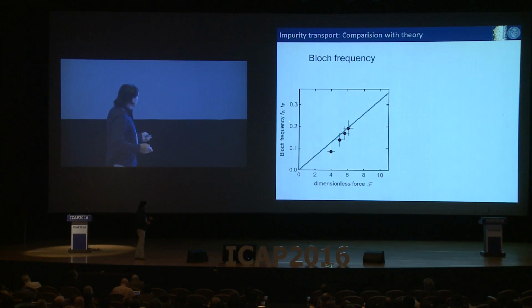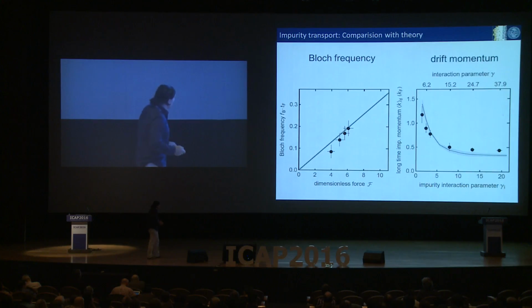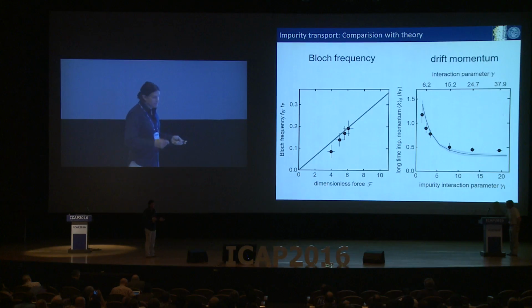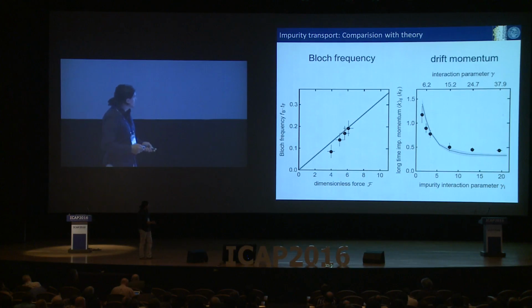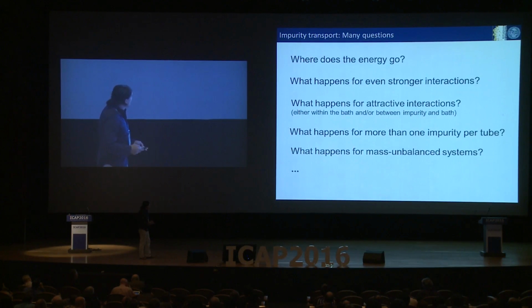And what we expect from theory quite nicely agrees with our data. And one can also look at the drift momentum. These black dots are our data, and the theory is this shaded area here. And without any free parameters, it really nicely fits. This is a really nice comparison with the theory results.